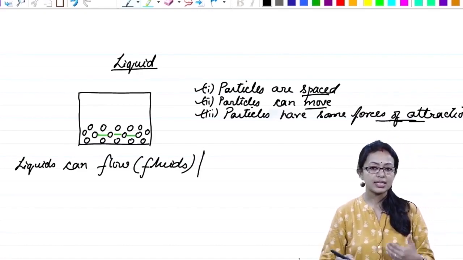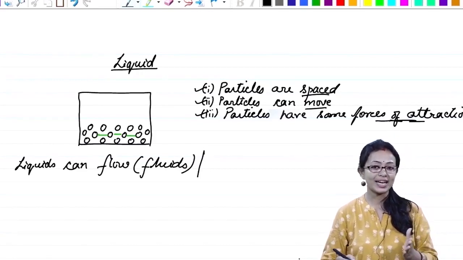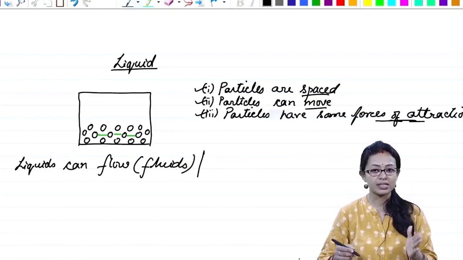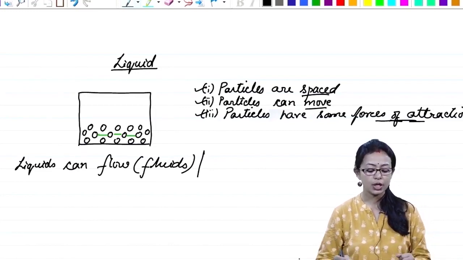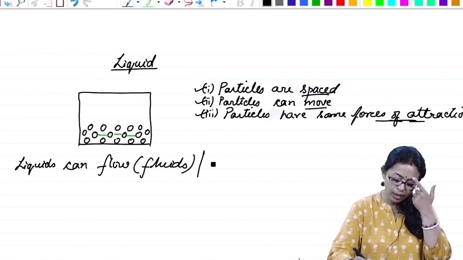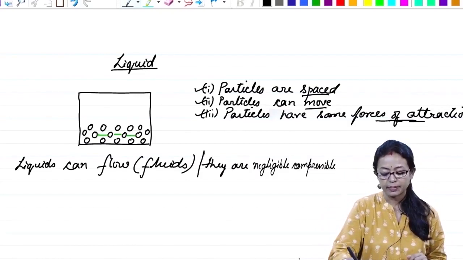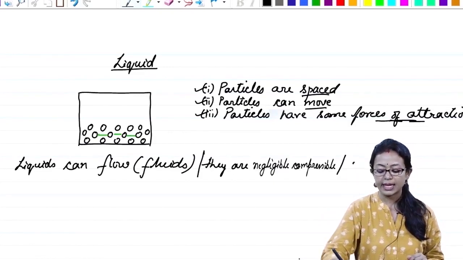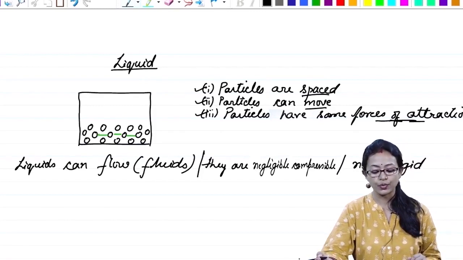So you would see that again and again, the characteristics of solids, liquids, whatever we had learned so far, can be explained on the basis of the physical characteristics of matter. Clear? So liquids can flow, they are negligibly compressible to a certain extent. Clear? They are not rigid, they do not have a definite shape, and so on and so forth.